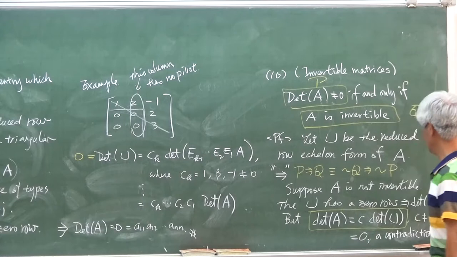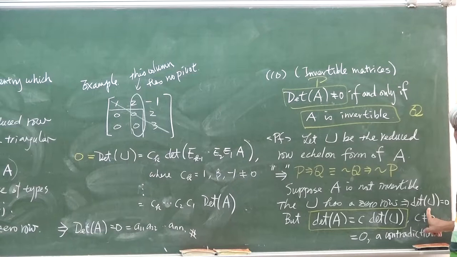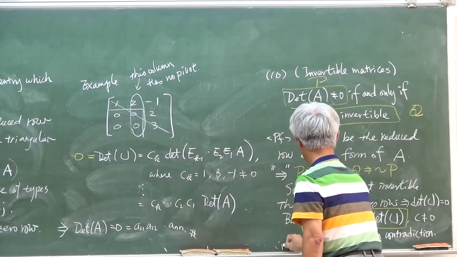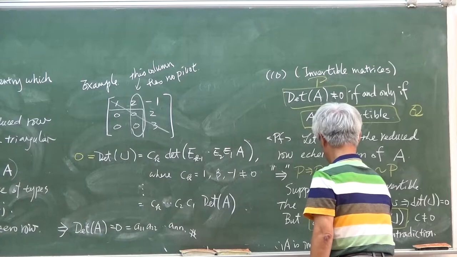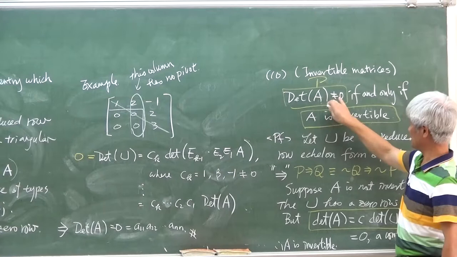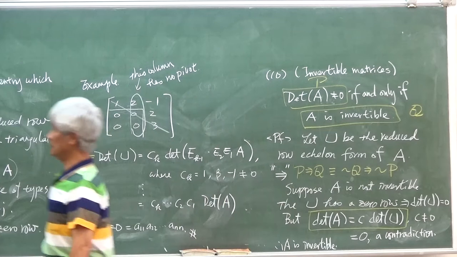And suppose A is not invertible, then U, the reduced echelon form, has a zero row. So the determinant of U must be zero. Okay. But the determinant of A is some constant times the determinant of U. Okay? And this constant C is non-zero anyway. But this is zero. Zero times C is zero. And that is a contradiction to this. So A is invertible. When the determinant of A is non-zero, then our conclusion is A is invertible, because if A is not invertible, we get a contradiction to this. But now, the other part.